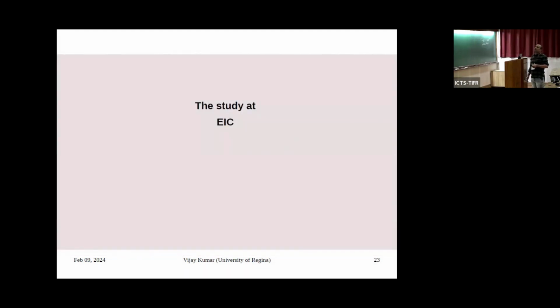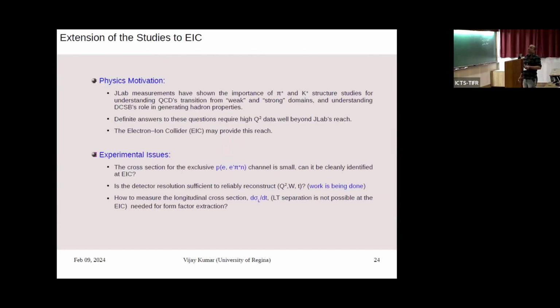So now moving on to this EIC study. The earlier measurements from JLab have actually shown the importance of pi plus and K plus studies for understanding the QCD transition from weak to strong domains, and understanding the role of DCSB in generating hadron mass. To answer all of these questions, we actually need data which is way beyond these JLab regions. So we hope from EIC we will be able to get this data.